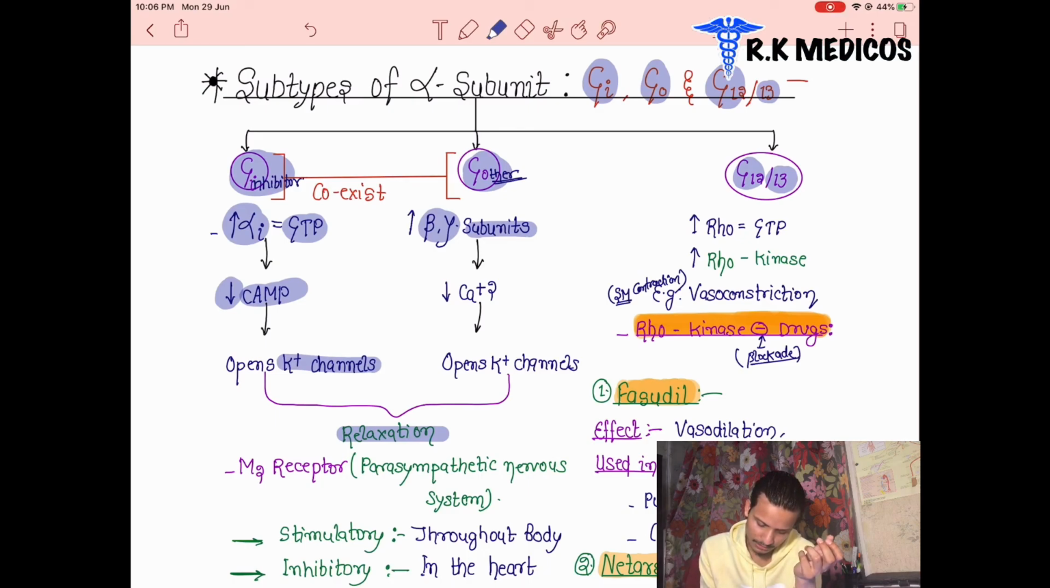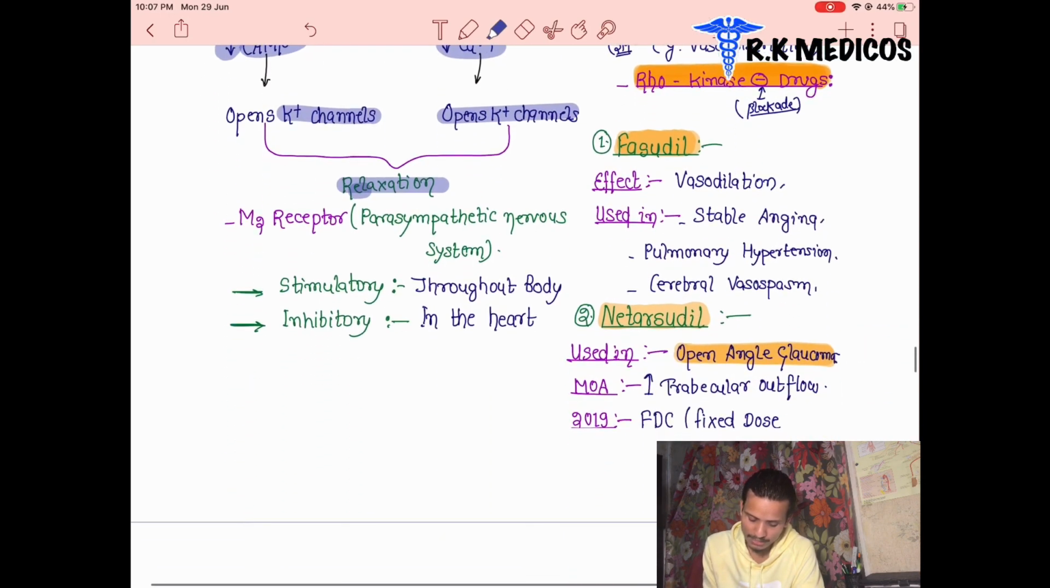Suppose that G other type means beta and gamma subunits get activated. Beta and gamma subunits get stimulated after the breakdown of alpha and beta gamma segments. The beta and gamma segments are stimulated. When they get stimulated, they are decreasing the calcium channels. Calcium amount will decrease because they are opening the potassium channel. They also open the potassium channel, and that leads to relaxation.